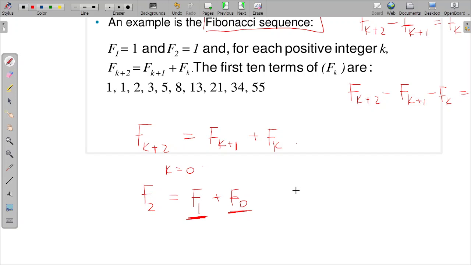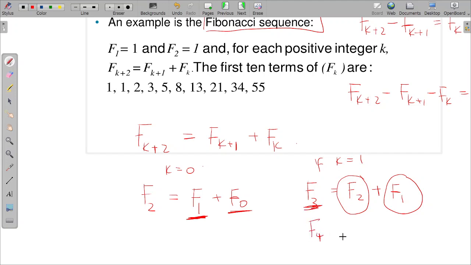But if I'm counting k from 1, if k is 1, then I will have f of 3 equals f of 2 plus f of 1. So at the beginning, I need f1 and f2. You are going to be given f1 and f2, and then you can find your f3, and then continue to find f4, f5, f6, and like that.